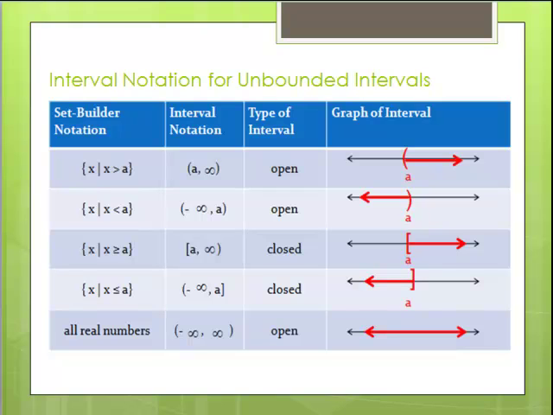Notice how we have greater than, we have less than, we have a parenthesis, and we have a parenthesis. And then notice how we have a greater than or equal to, a greater than, less than or equal to, we have a bracket, we have a bracket. So that goes back to what I was saying on the previous slide. If you have an or equal to, that's when you use a bracket. You represent all real numbers as the entire number line, which is considered open because it goes from negative infinity to infinity.